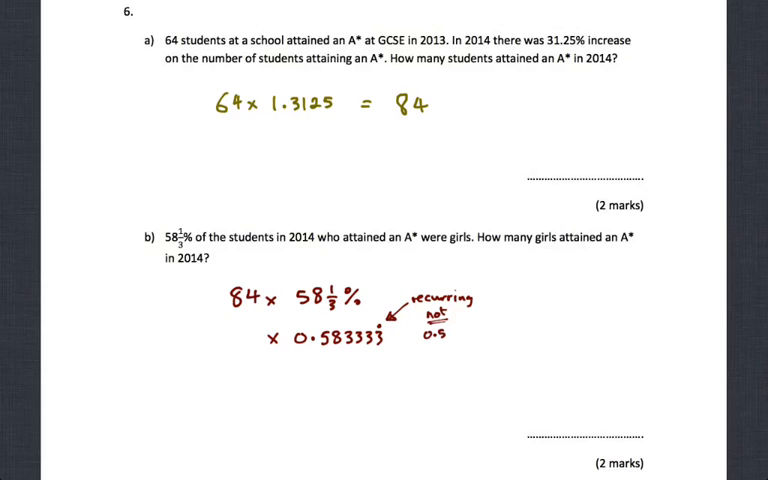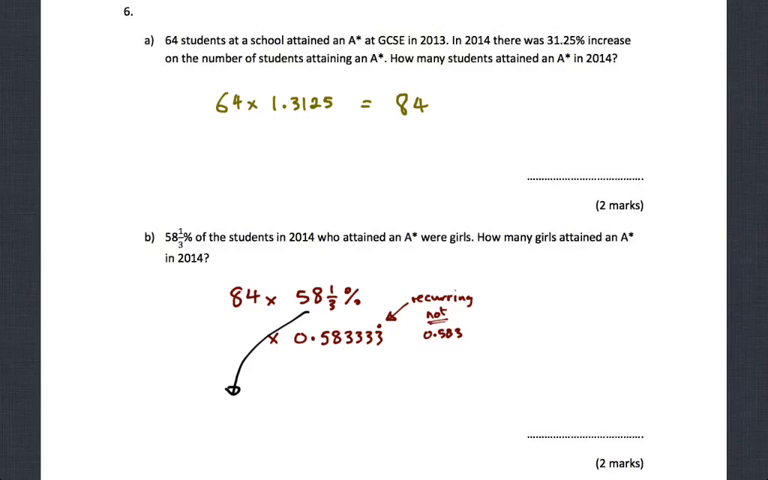But be careful, don't write it as 0.583. It's not 0.583, it's 0.58333 going on for a long time. Another way to have done this would have been to say times by 58 1/3 and then divide that by 100.